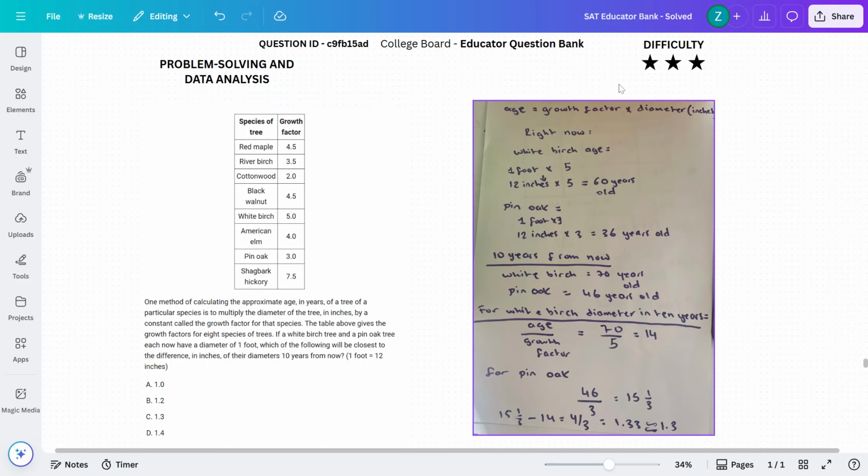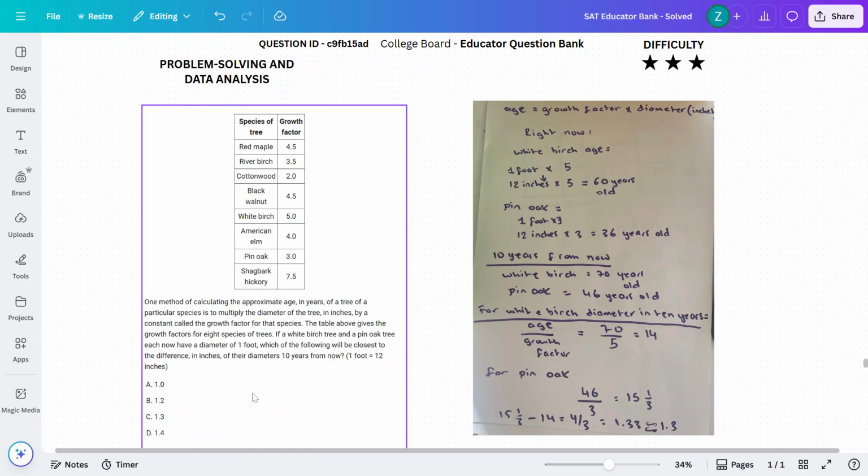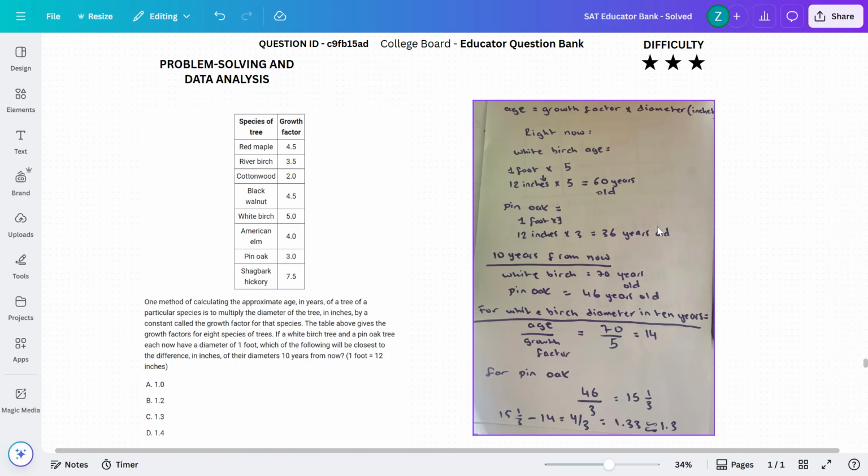So to find their initial age, we're just going to use our equation here, the growth factor times their current diameter before the 10-year period. So the diameter will be 1 foot or 12 inches for both the white birch tree and the pin oak tree. So that would be 12 inches times 5 for the white birch tree. That gives us 60 years old prior to the 10 years, right? And 36 years old for the pin oak prior to the 10 years. Now, 10 years from this current period, the white birch tree will have an age of 70 years old, and the pin oak tree will have an age of 46.